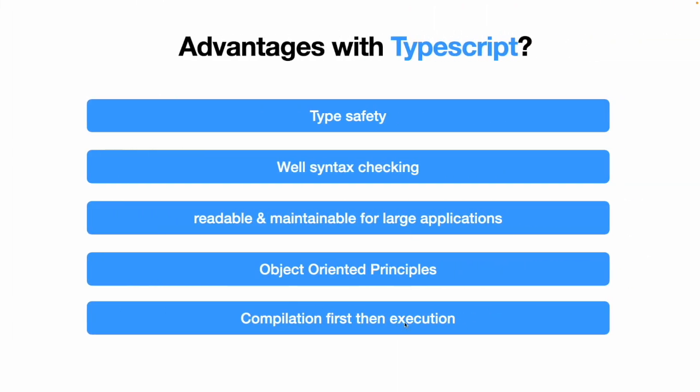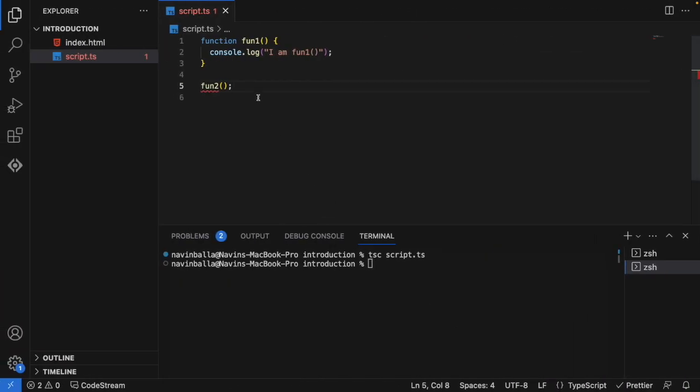Then compilation first, then execution. So it's a good example here. It is doing the compilation first before it is executed. If you are having some issues here, it will stop you at compilation itself. It will not permit you to perform the execution because you're getting the errors here itself.